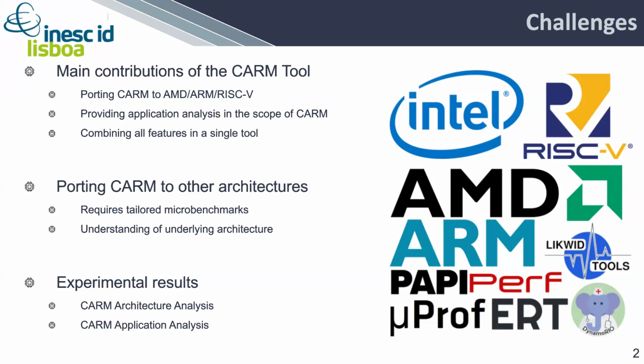This is actually a complicated process, because in order to build a CARM model for a CPU, you will need some tailored microbenchmarks that can take full use of the CPU memory system and floating point units. This requires a good understanding of the different underlying architectures and the ways to maximize their utilization. At the end of this talk, I'll also show you some experimental results obtained with the CARM tool, such as CARM-based architecture and application analysis.